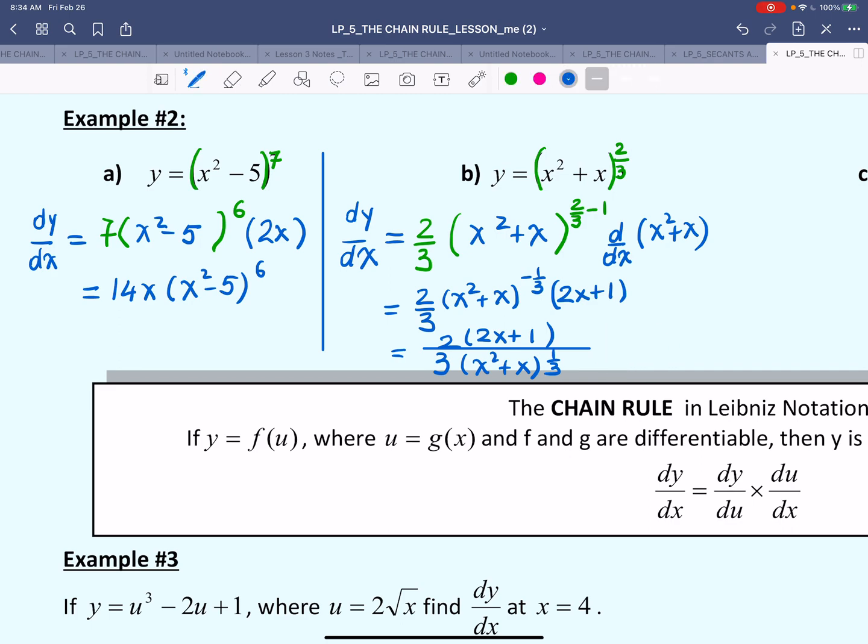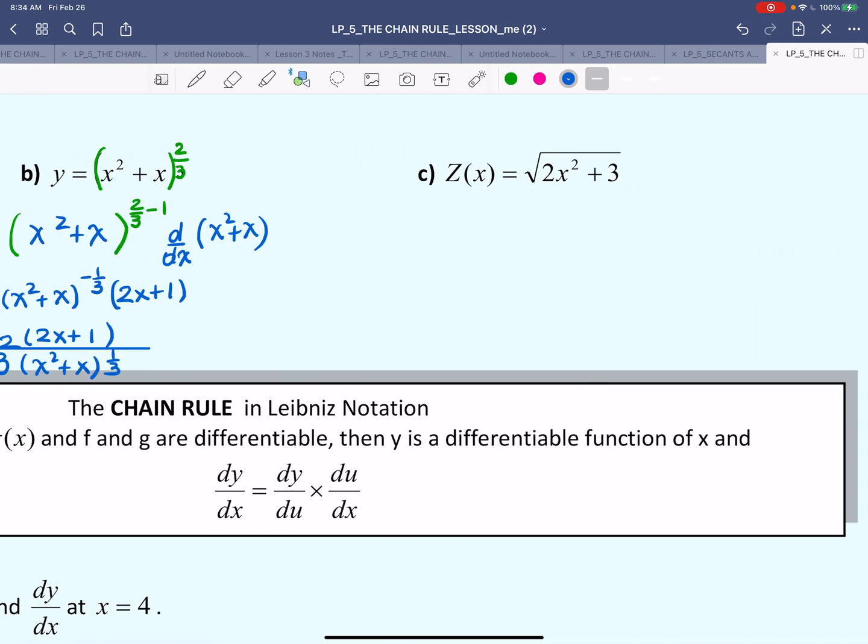Let's do one more. In this example, we have z(x) equals the square root of 2x squared plus 3. Whenever I see square roots, I replace them with powers. It's easier when we write them in power form. So this will be (2x squared plus 3) to the power of 1 over 2. As you can see, the power of 1 over 2 will be the outside function. 2x squared plus 3 is the inside function.